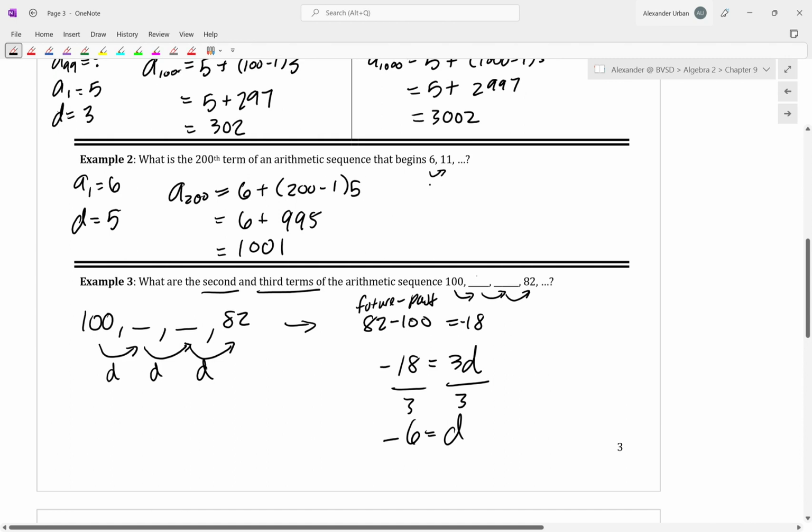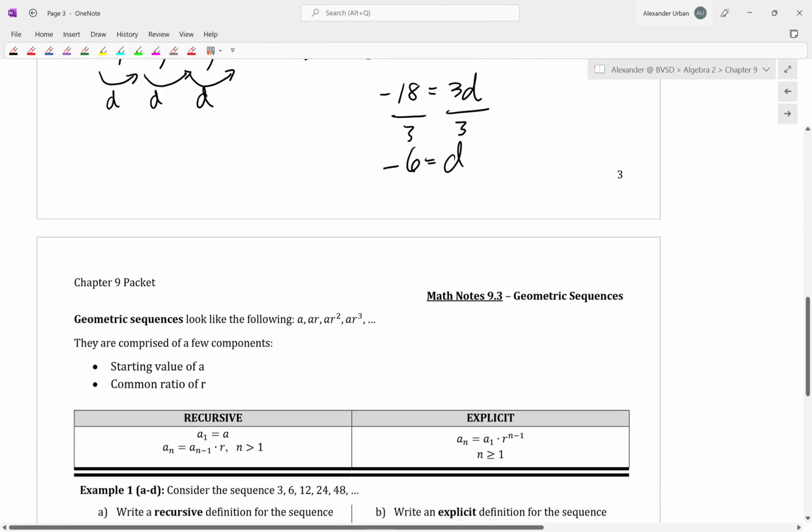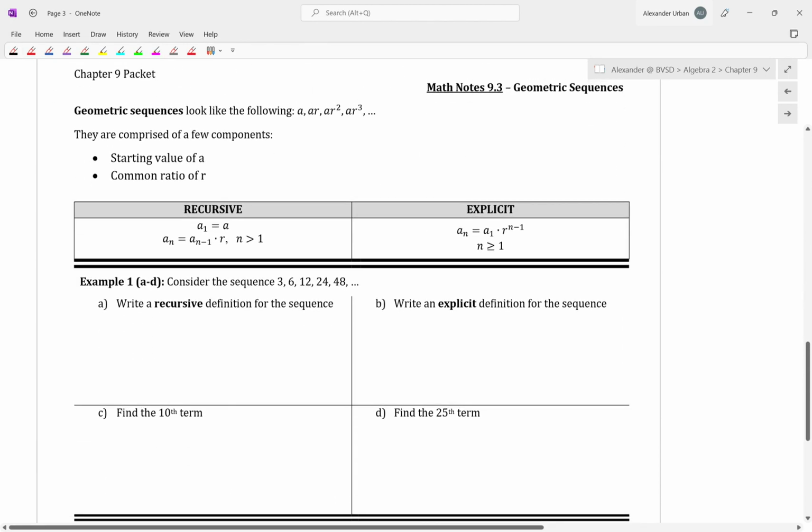So if I go down by 6 each time, this is going to be 94, then 88, then 82, and our pattern works out. So now we're going to switch gears. So if you need to, pause. You can rewatch from this point on.